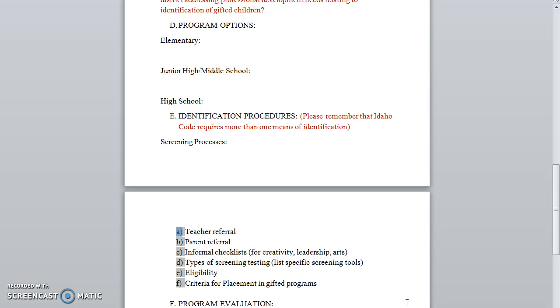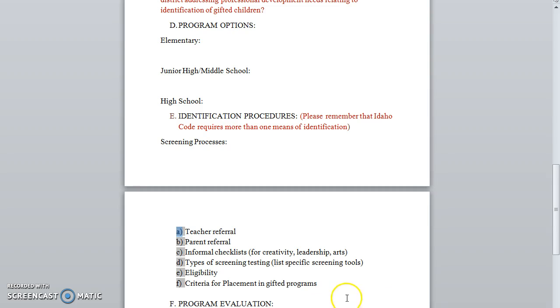And so informal checklists, Renzulli checklists, Torrance checklists, these areas that look specifically at creativity, leadership, and arts, and will not necessarily have an IQ of 130 and above required. So are you looking at visual spatial learners who may be very talented and gifted in certain areas, but they're not going to meet the same guidelines as the academic students on the IQ tests?